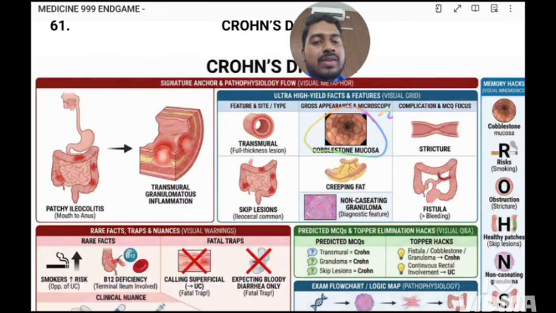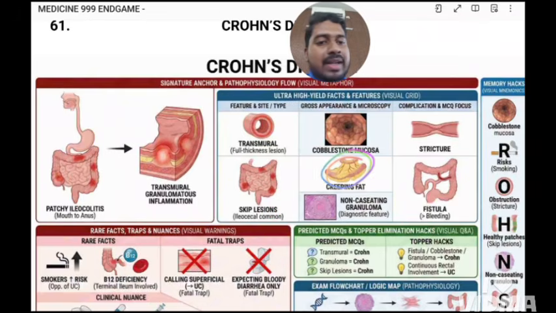Next, the mucosa has a cobblestone appearance. Because of this transmural involvement, there will be fibrosis and so on, as a result of which stricture will occur. So stricture is typical of Crohn's disease. It is not typical of ulcerative colitis, because in ulcerative colitis only superficial layers are involved. Here deep layers are also involved. There are skip lesions. Skip lesion means it is not continuous. One segment is involved, then there is normal intestine, then again one more segment is involved. So these are called skip lesions.